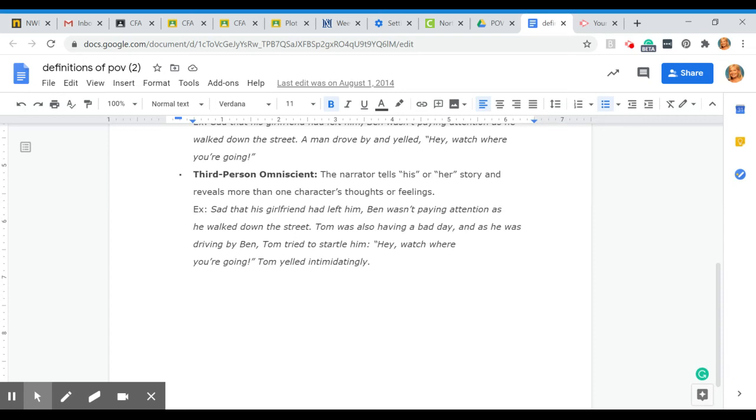Okay, so we know that he was having a bad day. And he was trying to intimidate him, trying to startle him. Those are all feelings. Okay, so because we know what Tom is thinking and feeling, and we know what Ben is thinking and feeling, it's omniscient.